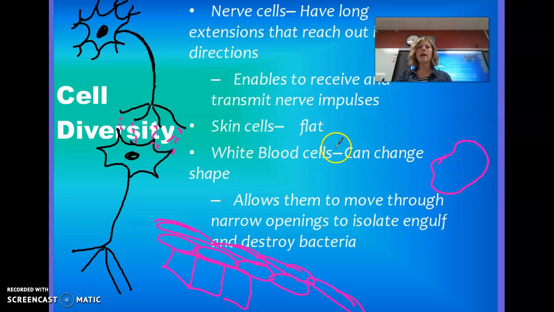Skin cells are very flat. If you think the job of skin is to provide a protective covering for our body, and that's important, they can cover more surface area if they're flat rather than round. White blood cells can change shape. This allows them to move through very narrow openings to isolate and digest bacteria and other foreign particles, and that's a really important part.